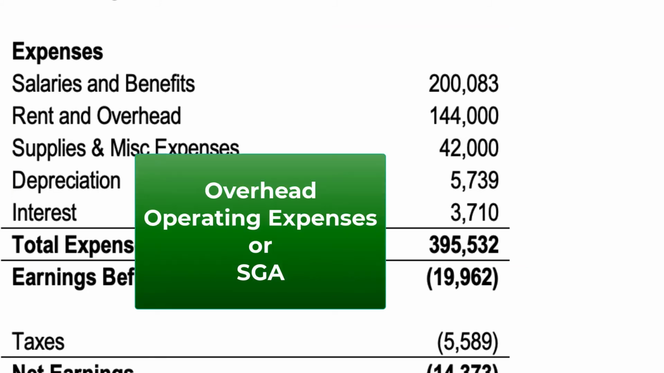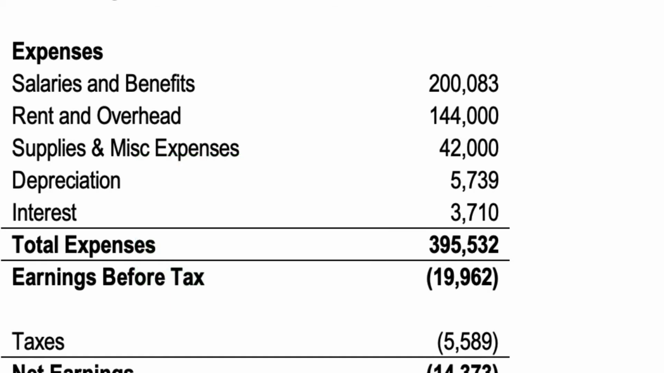Sometimes this is called selling, general, and administrative expenses, or SG&A for short. This includes things like paying staff, building rent, utilities, supplies, and a lot of other stuff. These are the costs to support the overall business. The specific lines in our example are probably different than what you see on yours. Each company will be a little different. It comes down to what is important for your business.